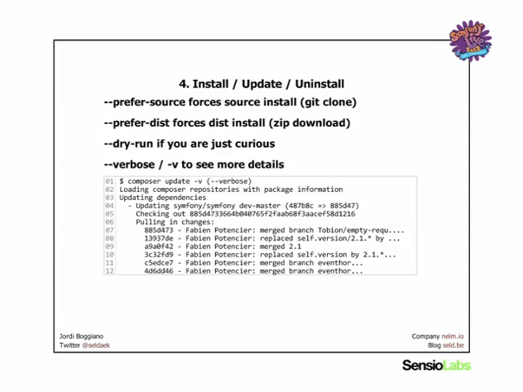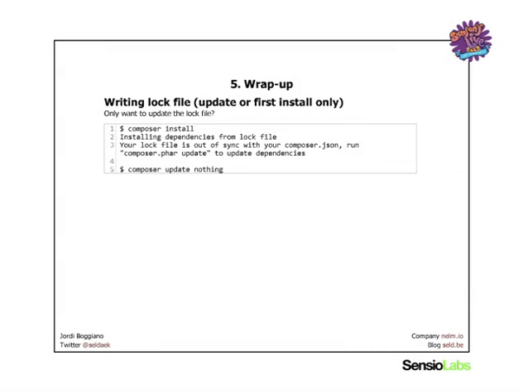Okay, and then finally, it's just gonna write the lock file if it's not there, or you run update. So there is a little trick, because some people just complain because they run composer install and they get this output saying your lock file is out of sync, because they changed something in the JSON, but they don't want to run an update because they're not sure if it's gonna break their project and whatever.